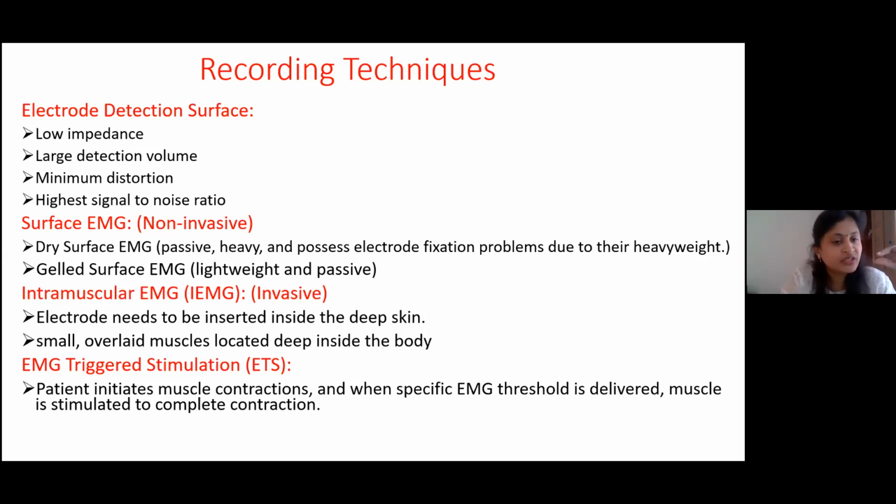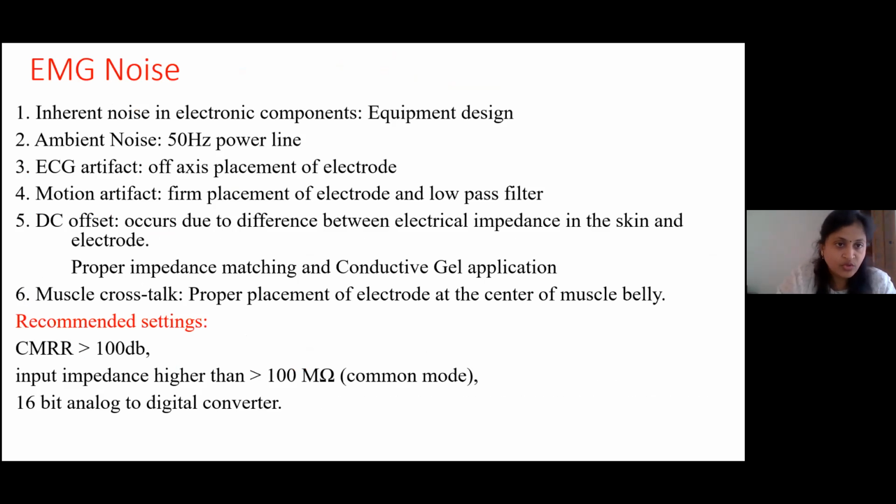Now the third type of recording technique is EMG triggered stimulation. We study this for myopathic and neuropathic conditions, where the patient initiates the muscle contraction. Whenever a specific EMG threshold is reached, at that time the muscle is stimulated externally to complete the contraction. This is generally done for myopathic and neuropathic conditions. In some conditions, for healthy muscles also, this EMG triggered stimulation is performed.